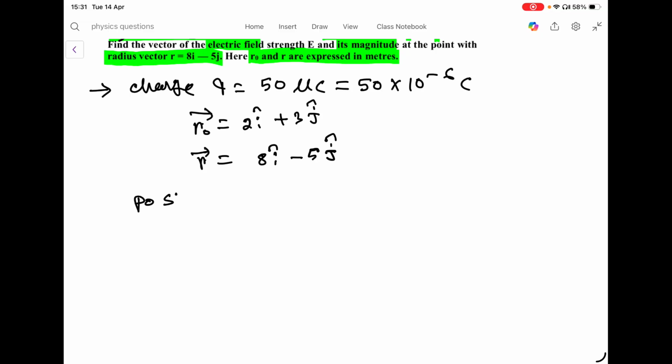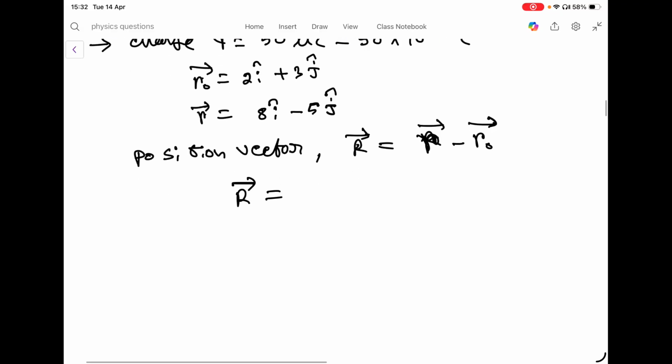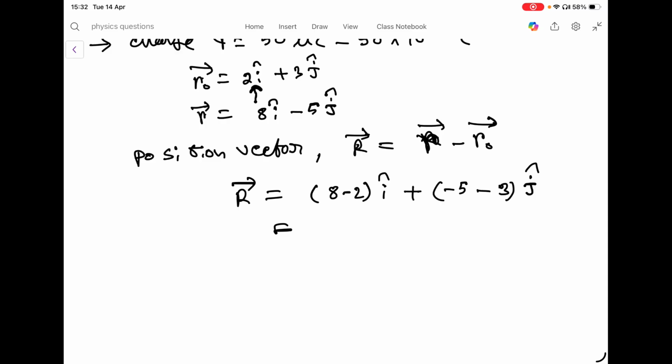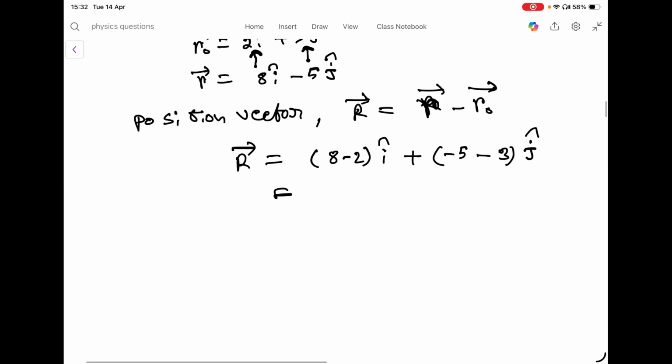And what will be the position vector? Just subtract small r vector minus r naught vector. So what will be your r? 8 minus 2 i cap plus minus 5 minus 3 j cap. Just subtract first component with first component, second component with second component. So you will get r vector equal to 6 i hat minus 8 j hat, right.